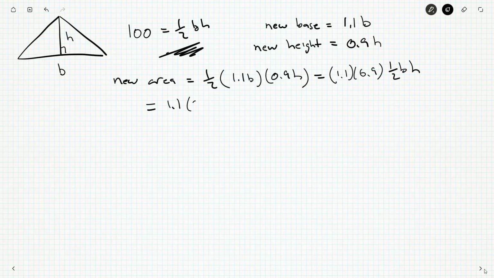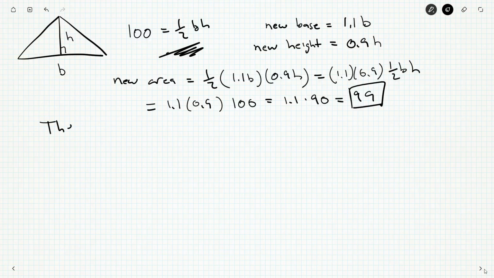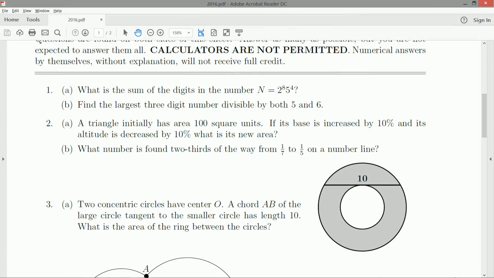So the new triangle's area is 1.1 times 0.9 times 100. Well, we can take the 0.9, multiply it by 100, and we get 90. And then with 1.1 times 90, we can quickly get 99. All right. So we could even have a little statement: the new triangle's area is 99. You could say 99 square units because that's what they use in the question, but we really just want our final answer as 99. So that's A part.